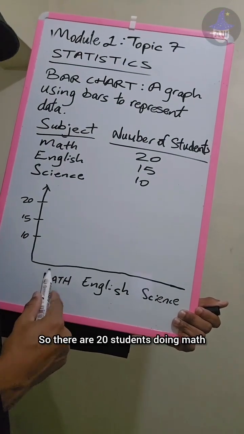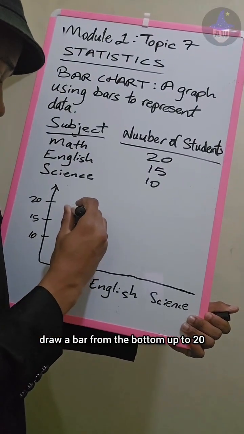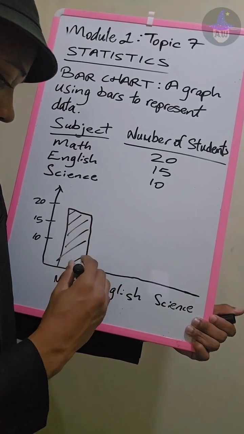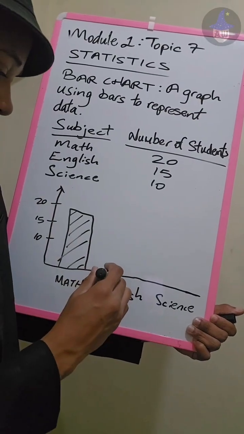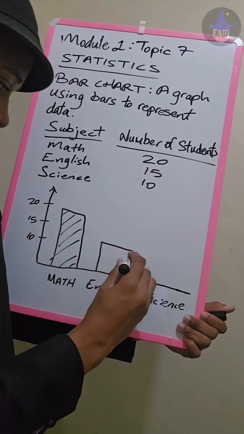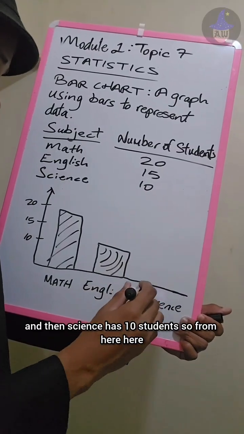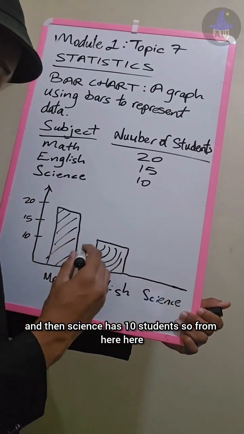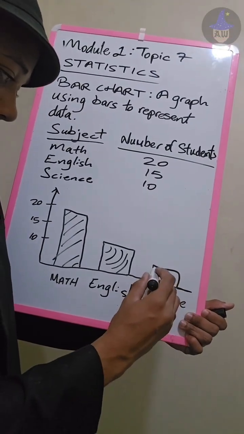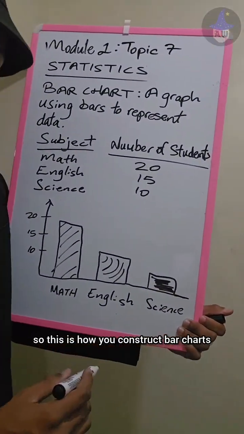Alright, so I've labeled the horizontal axis with the subjects, and the vertical axis is where you put the numbers. So there are 20 students doing math. So you draw a bar from the bottom up to 20. And I can put in a shade. Then English has 15 students. So draw another bar up to 15. And put in a different type of shade. And then science has 10 students. So from here, up to 10. And put in a different pattern. So this is how you construct bar charts.